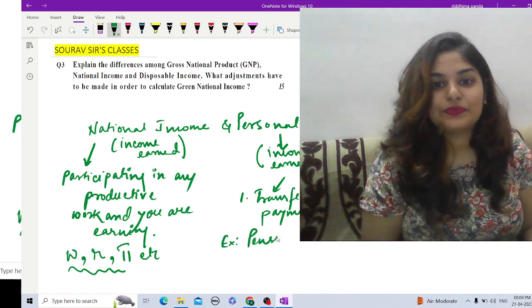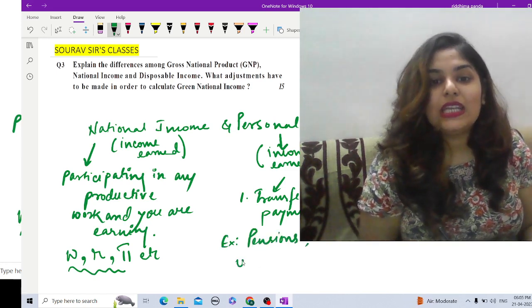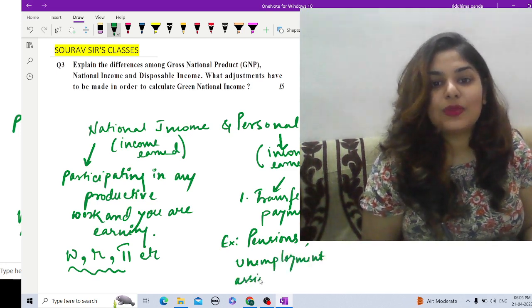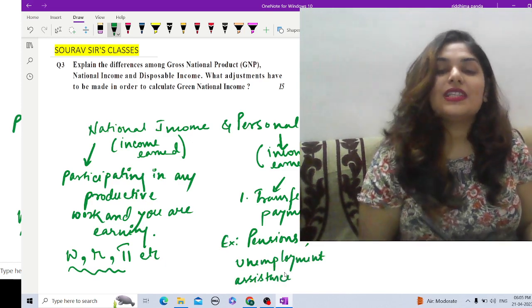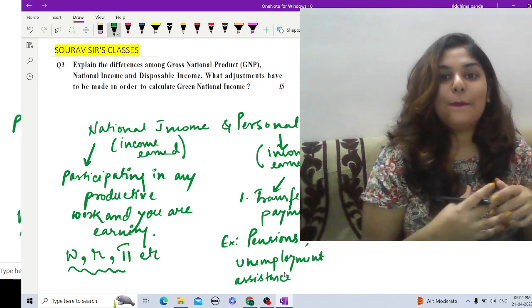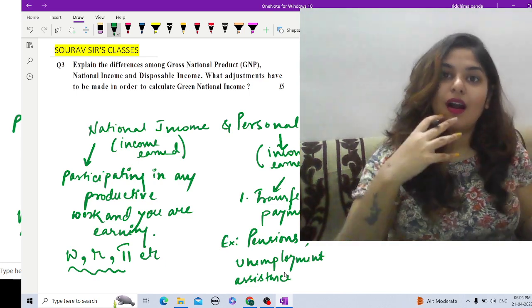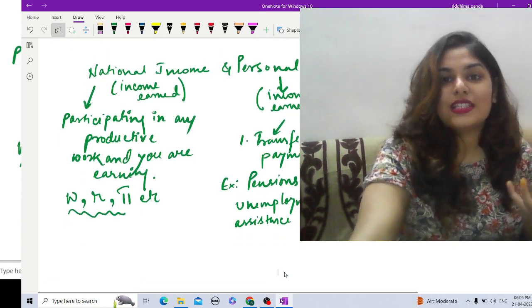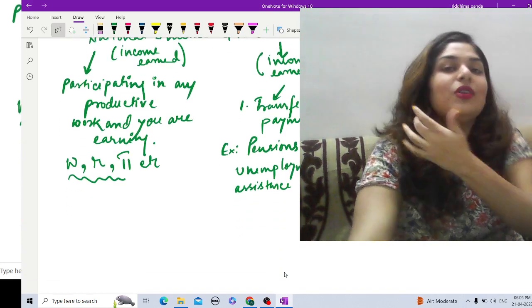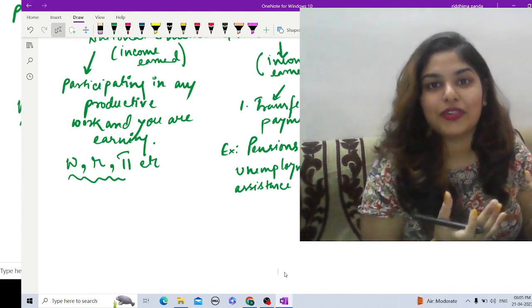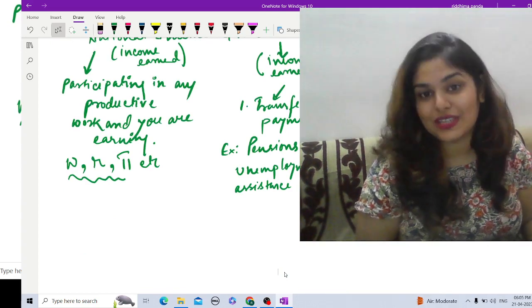pensions, unemployment assistance by the government that they give. So these are all the types of funds that you receive, okay? But you're not actually doing something productive, you're just receiving this money. Other examples can be lottery also. Like all of a sudden you are just winning a lottery, and that becomes your income received.